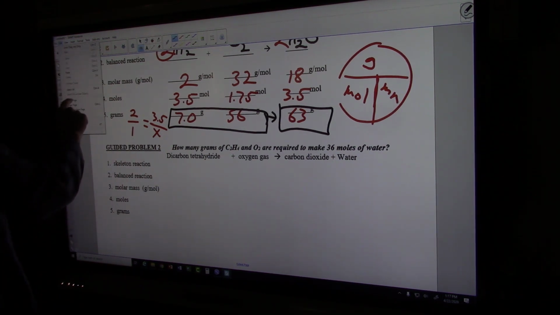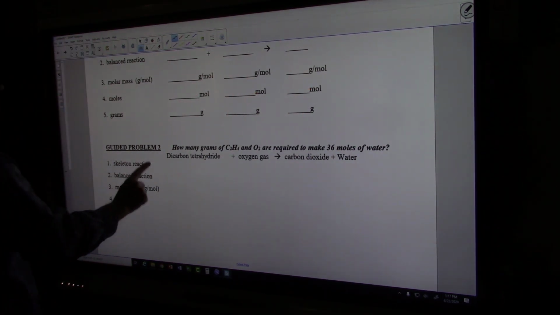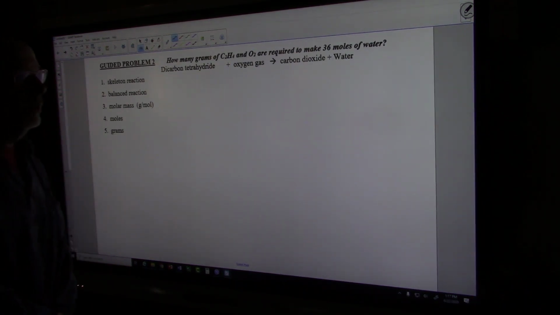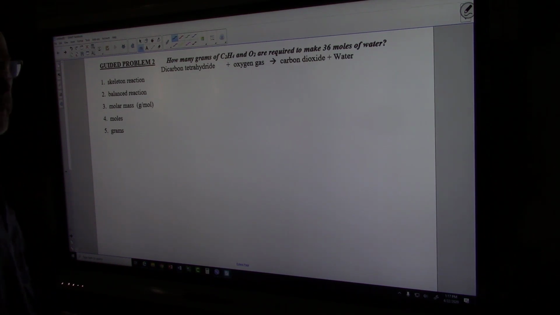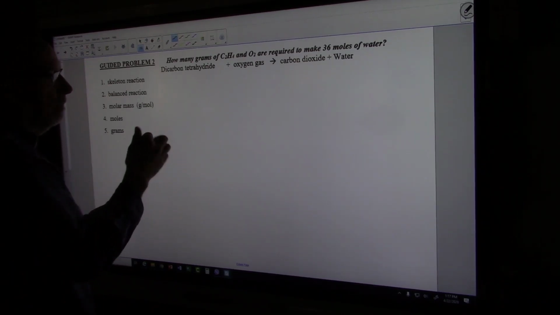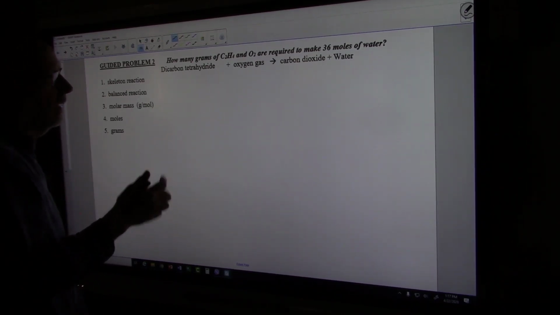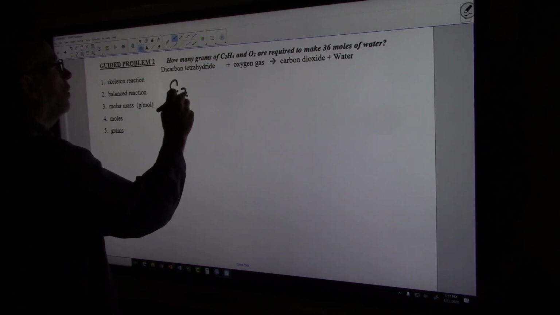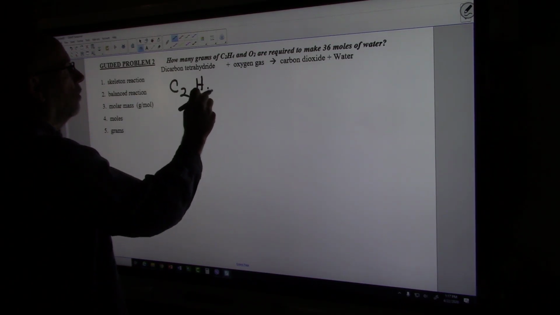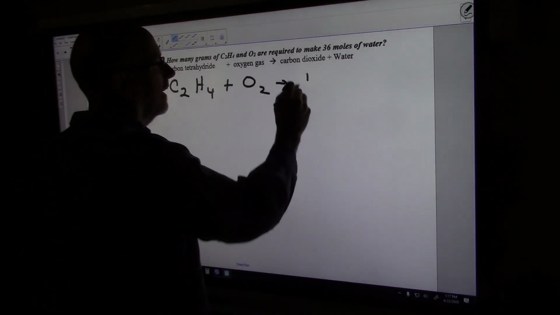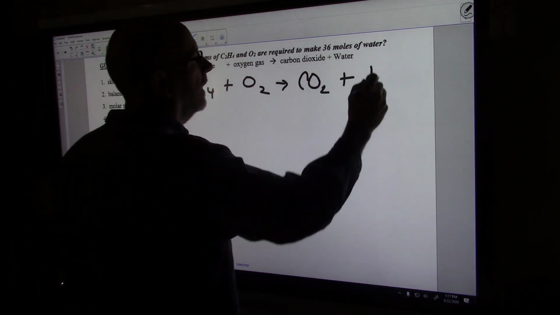Edit. Clear ink from page. Guided problem here. How many grams of C2H4 and O2 are required to make 36 moles of water? Sounds like a combustion reaction to me. Skeleton reaction. Dicarbon tetrahydride. Mono, di, tri, tetra, penta, hexa, hepta, octa, nona, deca. Dicarbon, C2, tetrahydride, H4, plus oxygen all by itself is O2, makes carbon dioxide, CO2, plus water, H2O.